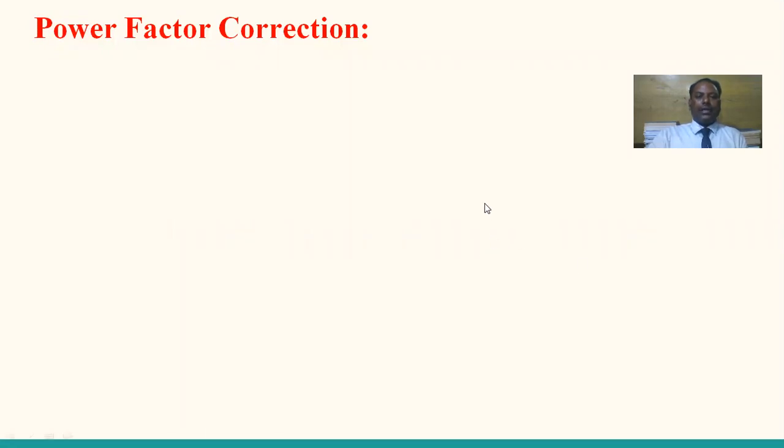In the earlier class, we discussed capacitive compensation for power factor improvement, that is, the effect of fixed capacitors and switched capacitors, and how the capacitors come into the picture based upon the load variation. In today's class, we are going to discuss power factor correction, how the power factor is to be enhanced with the help of capacitor banks.